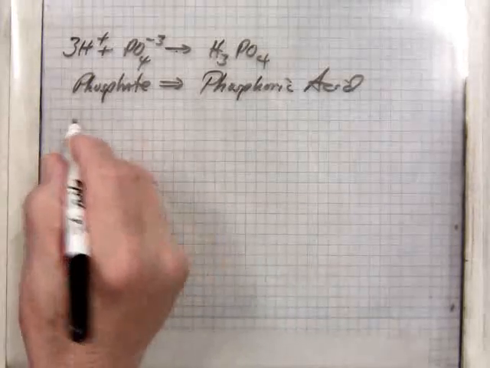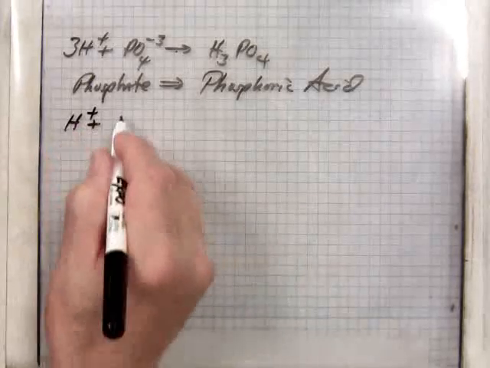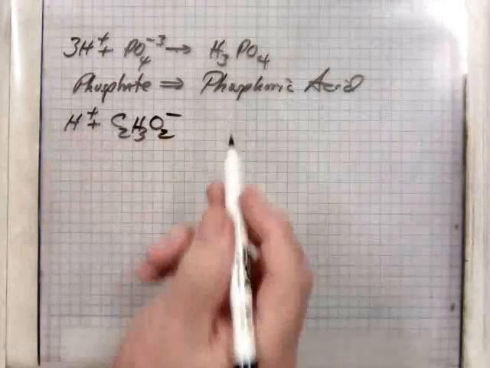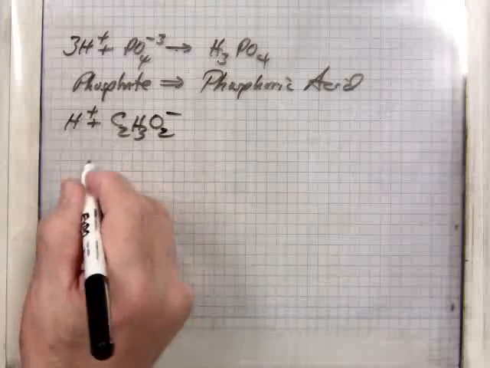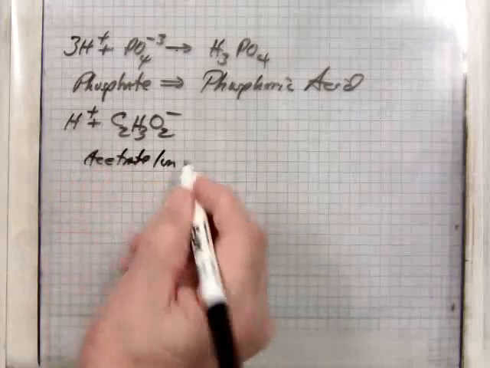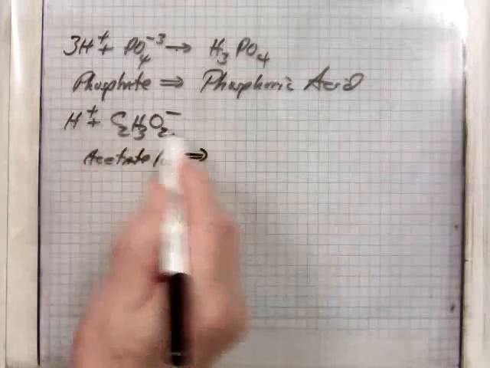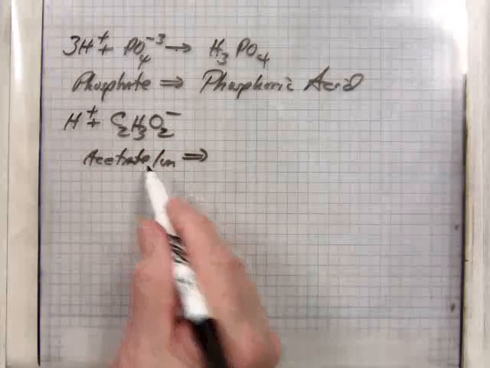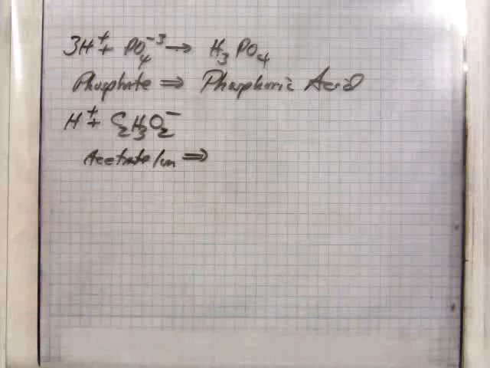Here's one, H plus C2H3O2 minus, and this is an acetate ion. And so if we neutralize, it's only going to need 1 on the acetate, so it has an ATE. What would it be? Ic acid, so it'd be an acetic acid.